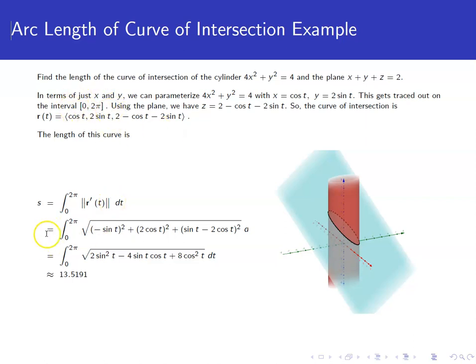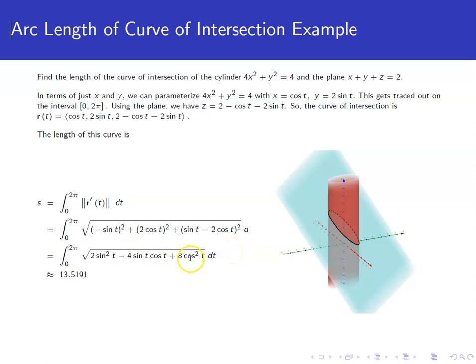arc length formula and integrate from 0 to 2 pi the magnitude of the derivative, dt. The derivative of cosine is negative sine, the derivative of 2 sine t is 2 cosine t, and the derivative of 2 minus cosine t minus 2 sine t is just sine t minus 2 cosine t.